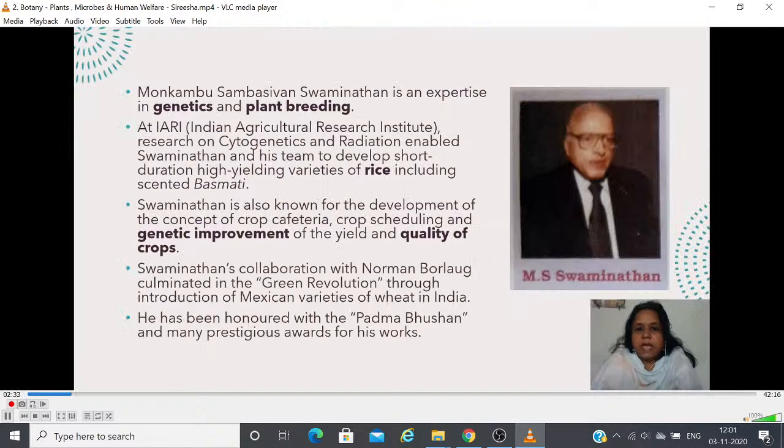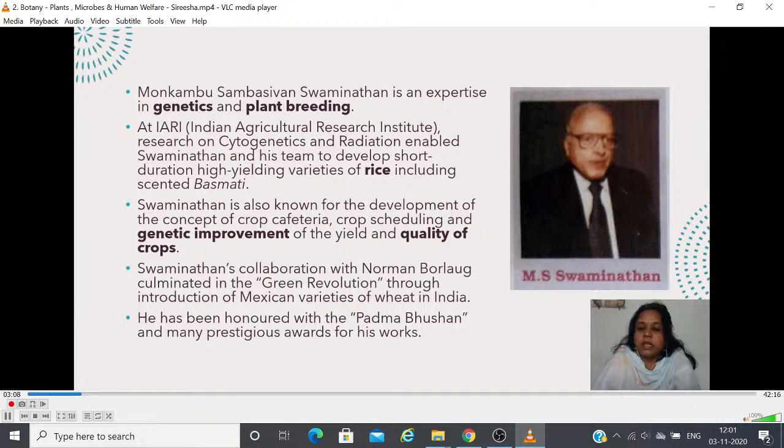Before learning plant breeding, let us know about a famous Indian scientist, M.S. Swaminathan. Monkombu Sambasivan Swaminathan is an expert in genetics and plant breeding. At IARI, that is the Indian Agriculture Research Institute, research on cytogenetics and radiation enabled Swaminathan and his team to develop short duration, high yielding varieties of rice, including scented basmati. Everyone knows the basmati rice which is used for biryanis.